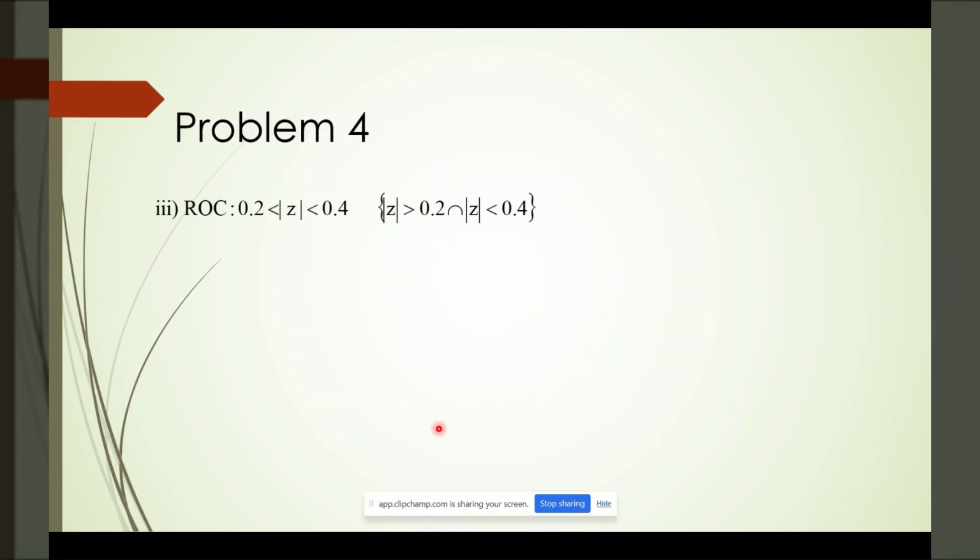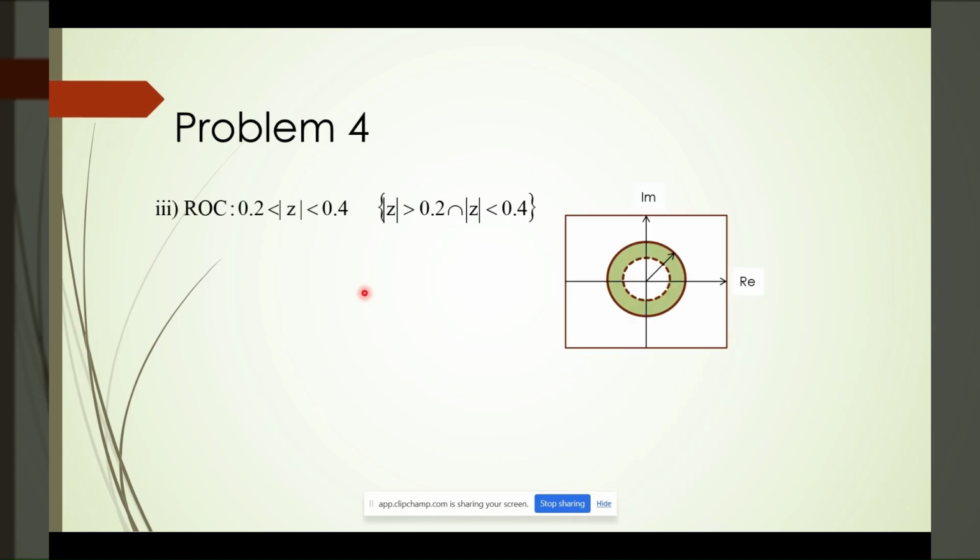The next case is ROC between 0.2 and 0.4. This is critical, as it is outside 0.2 and inside 0.4. For 0.2, it is outside, so we use the a power n u of n format, with 0.2 power n u of n. Whereas it is inside 0.4, which means minus b power n u of minus n minus 1. So plus becomes minus, and u of n becomes u of minus n minus 1.